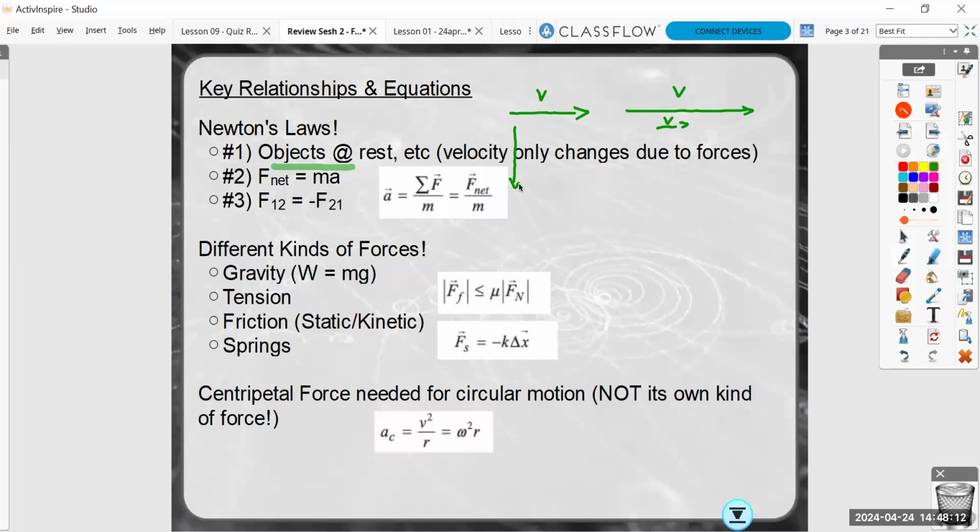If you weren't moving and you want to move, you need a force. If you were moving and your motion changes at all, you need a force. Speeding up, slowing down, changing direction, any of those requires a force.